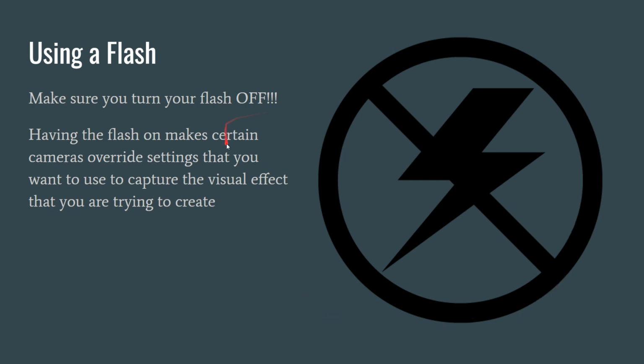Now, a couple extra notes. If you're using a flash, turn it off. You got to turn your flash off. If you have your flash on, it's going to probably override a bunch of those things. There is a way to use flash with blurred motion and frozen motion, but it's more advanced and it has more advanced settings. But for now, if you're taking these pictures, you want to turn your flash off.